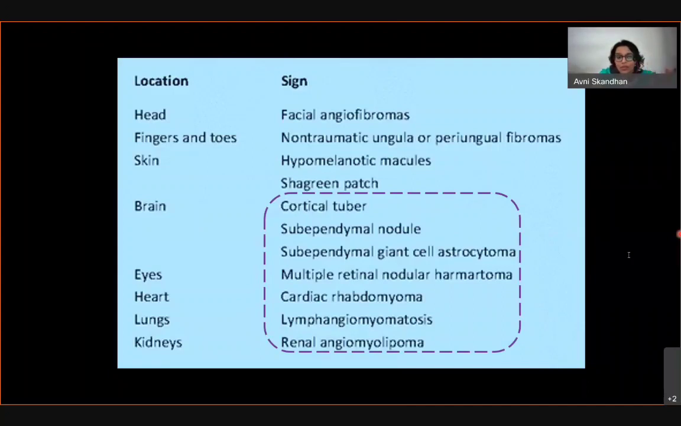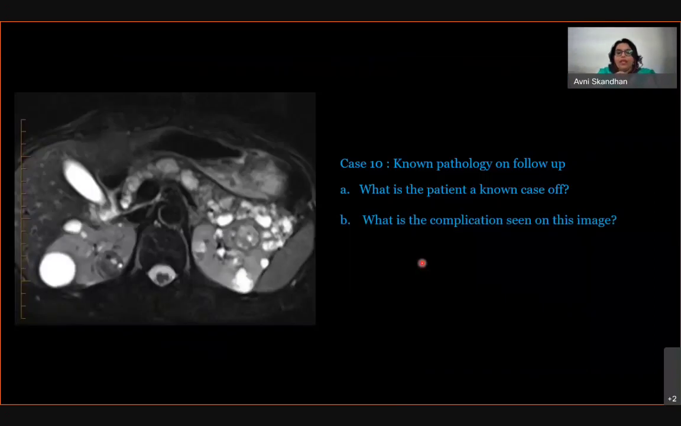Then you can get retinal hamartomas. You can get rhabdomyomas, lymphangiomyomatosis, renal angiomyolipomas, which you've seen. These are the commonest things that we are looking for. This is what we see in tuberous sclerosis. I'm not talking about the other phacomatosis now because I'll be dealing with it later.